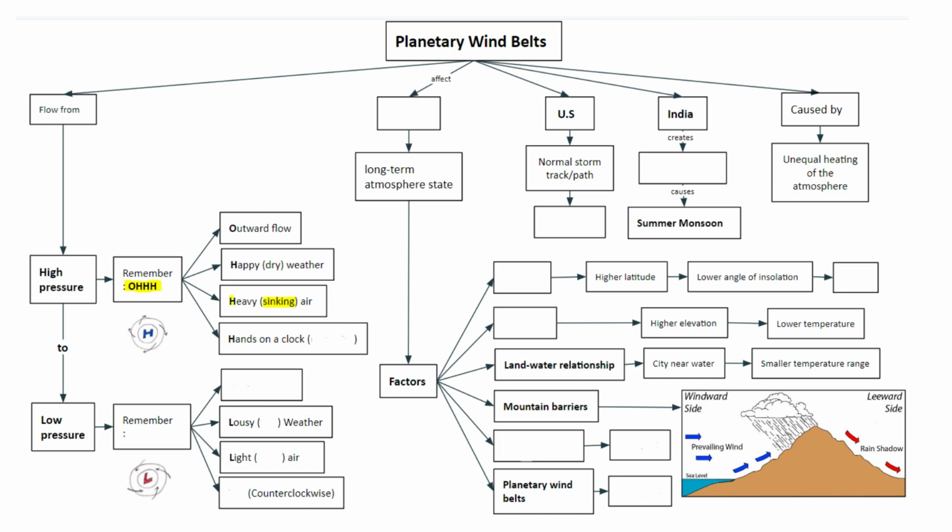Now, another way to remember it is heavy air. We know that high pressure air sinks. It's not really heavy, but it's just there to remember that high pressure air is sinking in high pressure areas. And next, you can remember it by hands on a clock. High pressure areas move clockwise. So if we take all the first letters, it becomes O, outward, H, happy weather, H, heavy air, and H, hands on a clock, clockwise. That's how high pressure air moves.